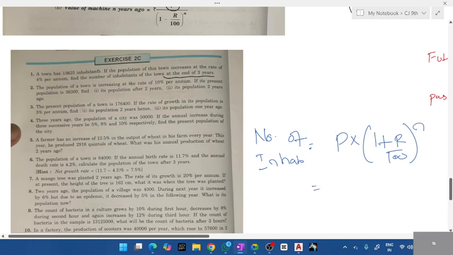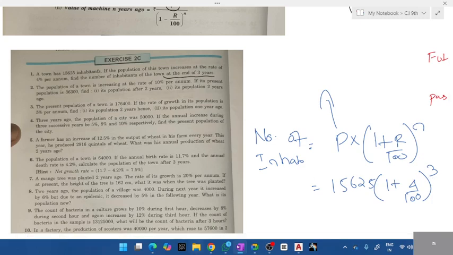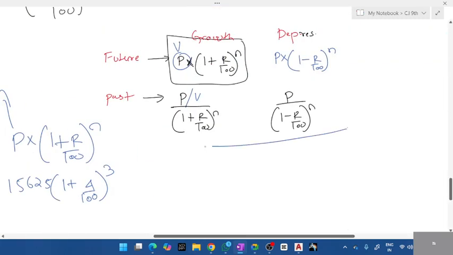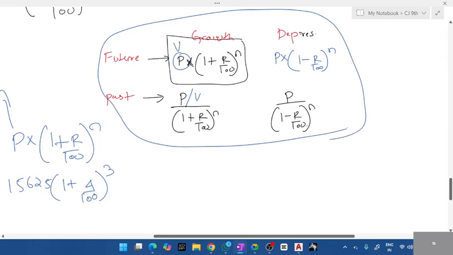Now tell me the values, students. What was the population? 15625 into 1 plus what is R by 100? And what is n? 3. If you don't study using this method, you will never understand which formula to use in the question. Is this clear? Did all of you understand?